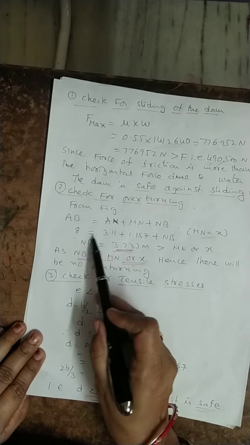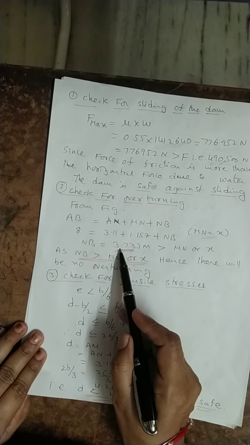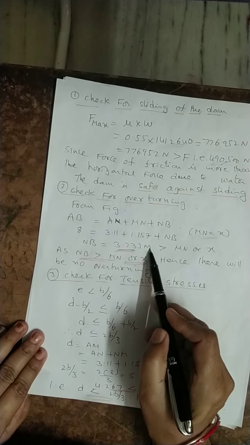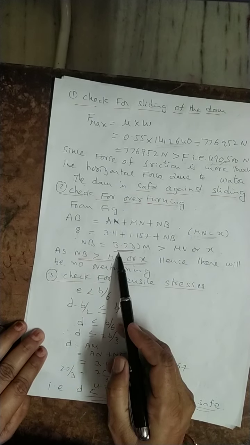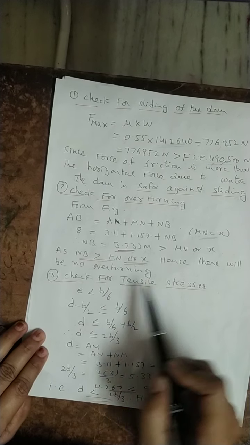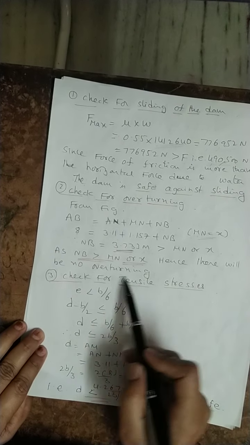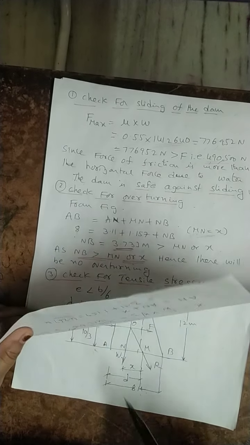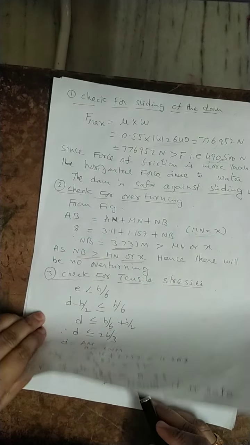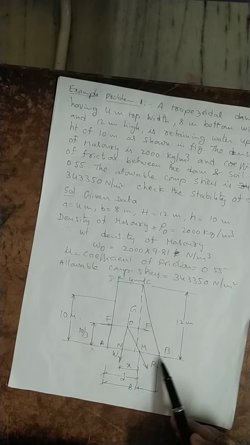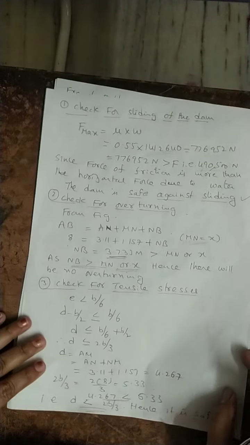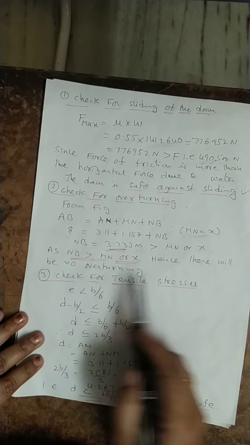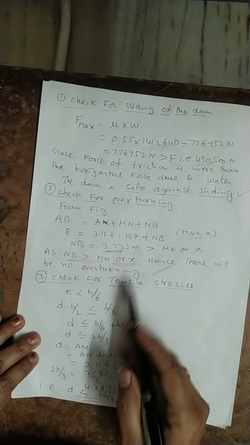So NB, if we simplify the above step, we get it as 3.33 meters, which is greater than X. As this NB is greater than X or MN, hence there will be no overturning. This distance NB means that the point N is within the base AB of the dam, so there will not be any overturning. This is the check for the overturning.